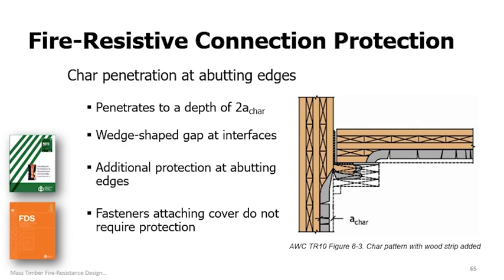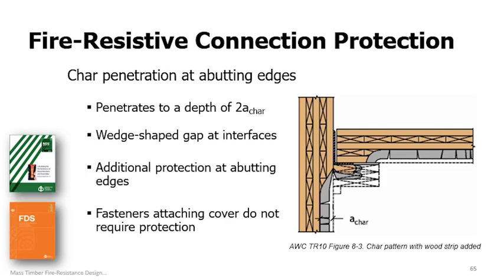This phenomenon can result in the formation of a wedge-shaped gap which propagates along the interface between two wood members. FDS provisions indicate that ignition extends into these gaps a distance that is approximately twice the char depth. As a result, additional wood cover or blocking is required to protect the area around abutting edges. Fasteners used to attach protection are not required to be protected. This diagram depicts the profile of the char front in a floor-to-wall ledger connection when the steel angle hardware is properly protected.